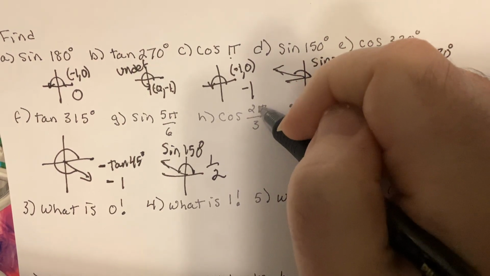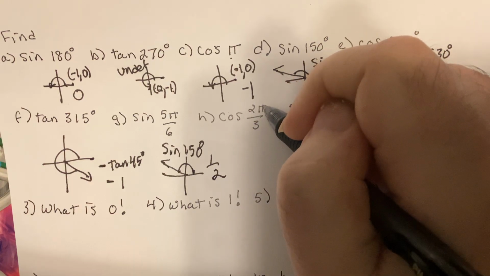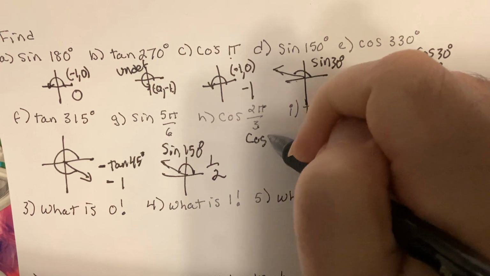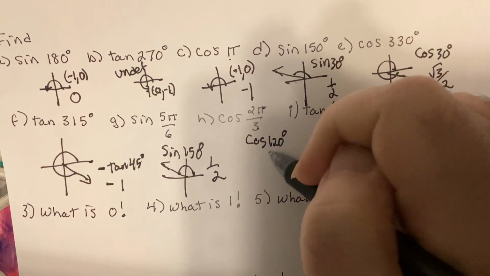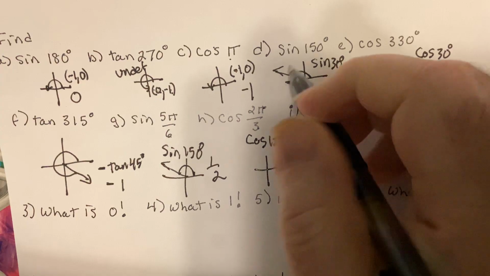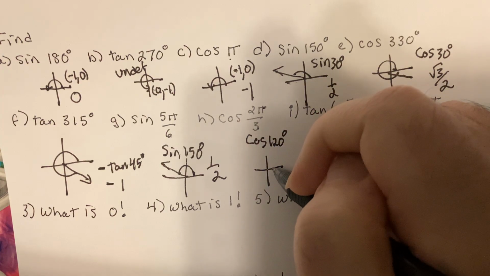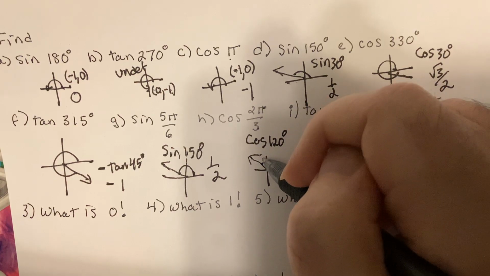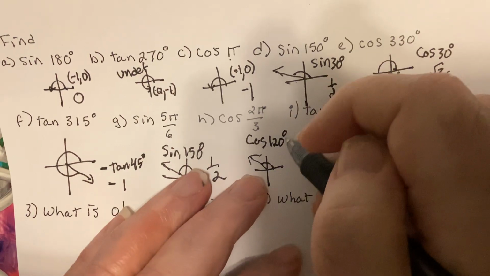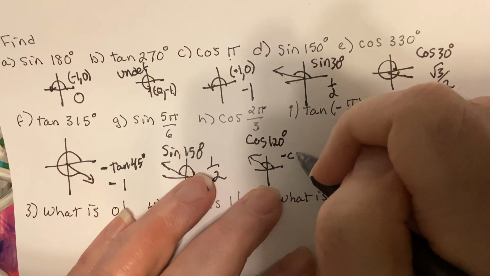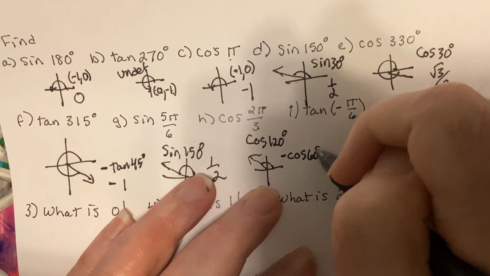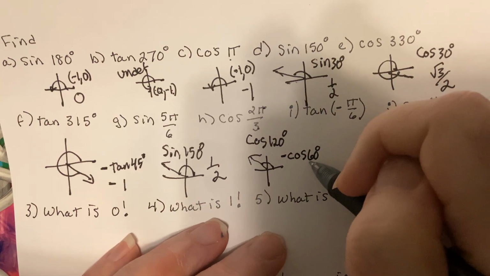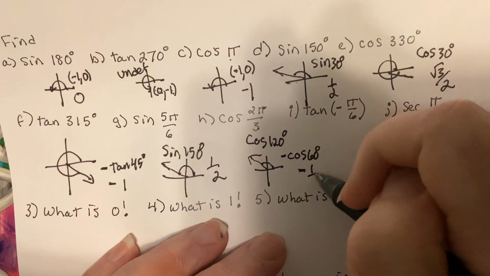So here, 2 pi over 3. 180 divided by 3 is 60, times 2 is 120. So 120 is in the second quadrant. Cosine is negative in the second quadrant. So it'd be negative cosine of 60 degrees, because the reference angle is 60. Then you would say, okay, cosine of 60 is a half.